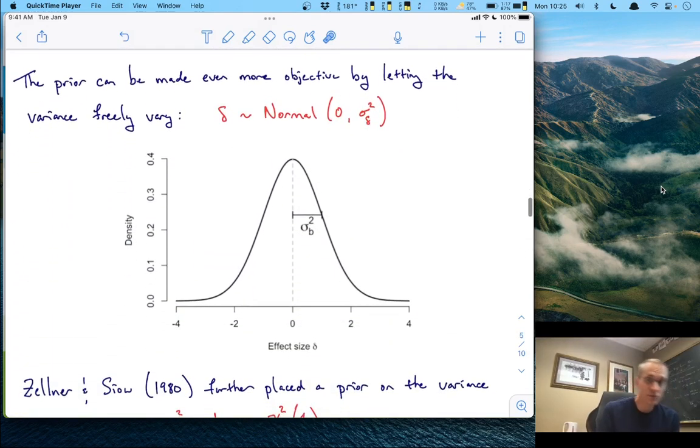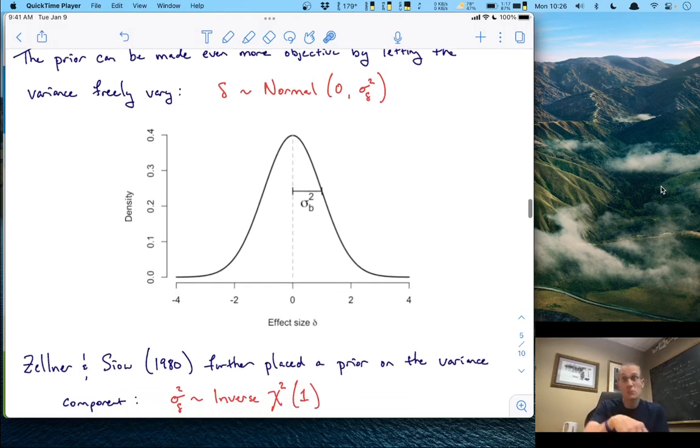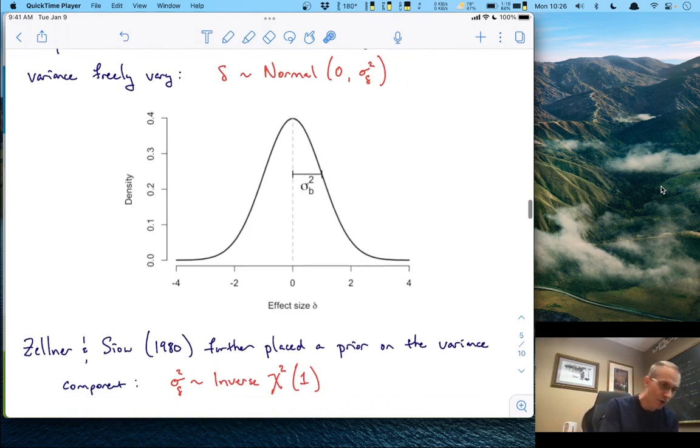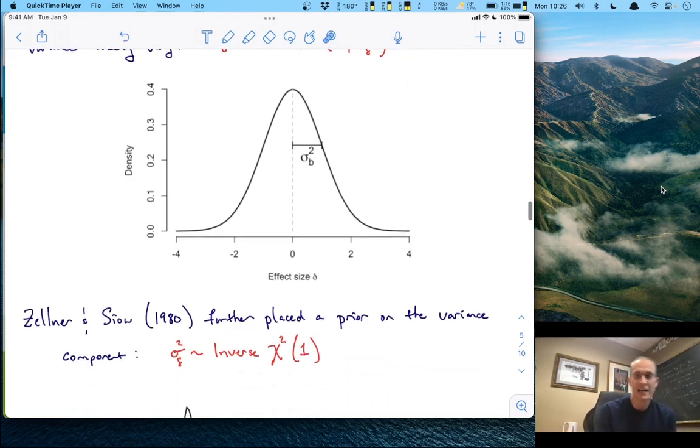Okay, so this was the approach taken by Zellner and Siow in 1980. They said, let's let the prior be even more objective by letting this variance freely vary. So let's do this in 2 stages. Let's let delta vary as a normal distribution centered at 0, but with a variable variance. Now, of course, we've got to somehow specify this variance. And so Zellner and Siow said, let's put another prior on that variance itself. The prior that they placed was what's called an inverse chi-squared distribution.